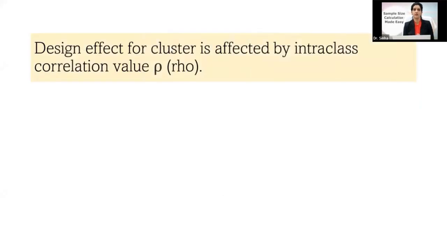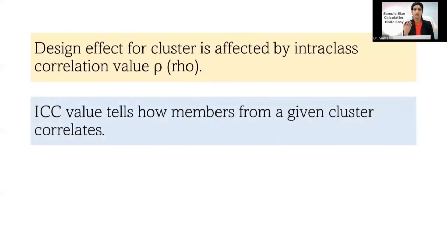The design effect is usually affected by the intra-class correlation coefficient. The intra-class correlation coefficient is the rate of homogeneity in a cluster. It tells you how the members from a given cluster correlate, how homogeneous they are. It also depends on the between-cluster variation. So there are two variations, within cluster and between cluster. We will deal with these concepts in detail in randomized control trials. I'm just touching on this concept here because these options are there in the calculator, which we will show you.